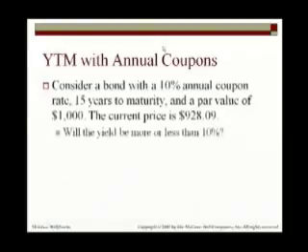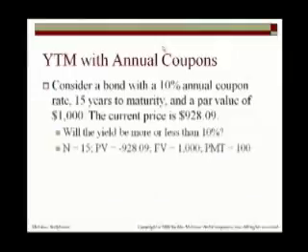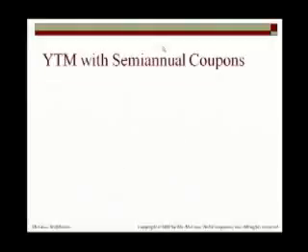But question, will the yield be more or less than 10%? Now here's what you realize. If the coupon rate and the discount rate were equal at 10%, this bond would sell for $1,000. You also realize that as rates go up, prices go down. So we look at this price, $928.09. It's less than 1,000, so the price has gone down, so the rate has gone up, and therefore the rate will be higher than 10%. We can put these in the financial calculator, compute, and there it is, 11% yield to maturity.